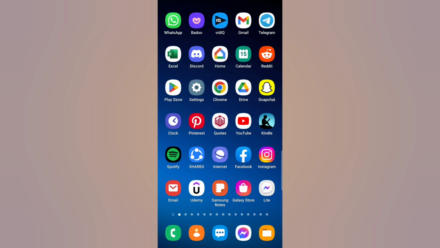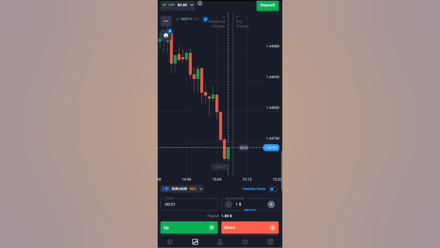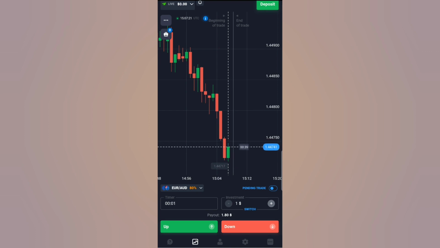So go ahead and open up Quotex and log into your account. And at the bottom left of the screen, you can see a box that says timer. It's located under the currency pair and above the buy button. Click on it.